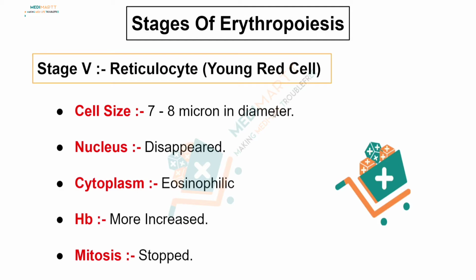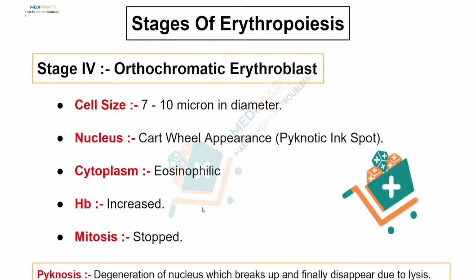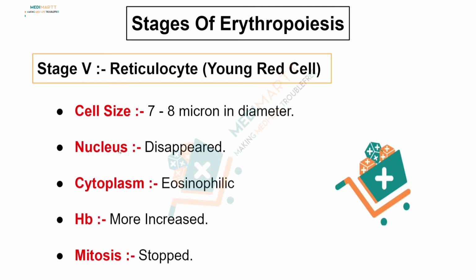Okay, so this is the young red cell. After it, the red cell becomes mature. That's why this stage is called the young red cell, or the reticulocyte. The cell size is 7 to 8 micron in diameter. The nucleus disappeared because, as we saw in the previous stage, pycnosis occurs, and pycnosis is the degeneration of the nucleus. So in stage 5 the nucleus will completely disappear.